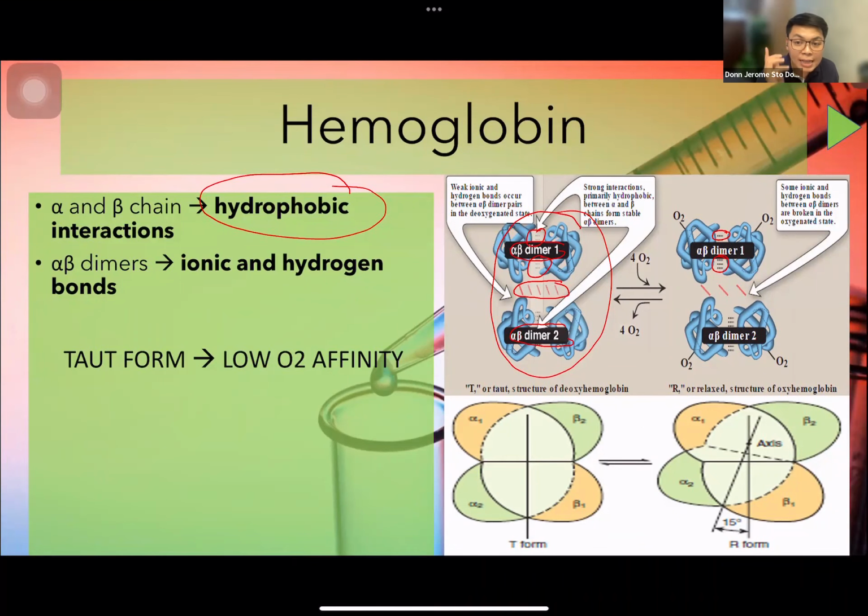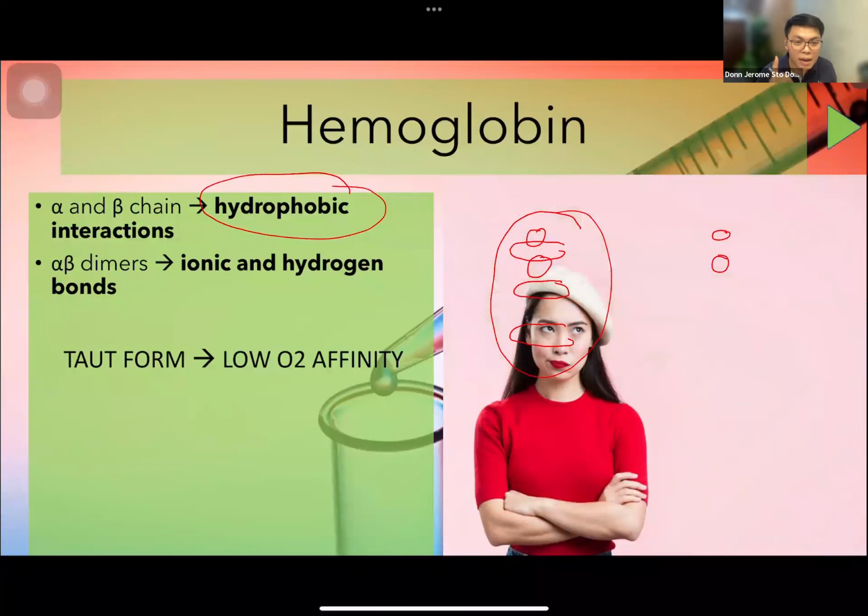So in short, the higher the number of ionic bonds, hydrogen bonds, or polar bonds, the more stiff the hemoglobin, the lower its affinity to oxygen. So we term that taut or T form. Imagine it like this: the girl with her arms wrapped around her chest, so she doesn't want to accept oxygen. Low oxygen affinity. So the tendency here is that the hemoglobin would release the oxygen.